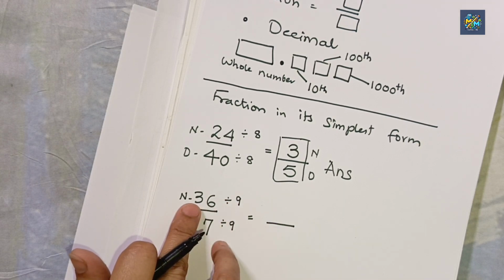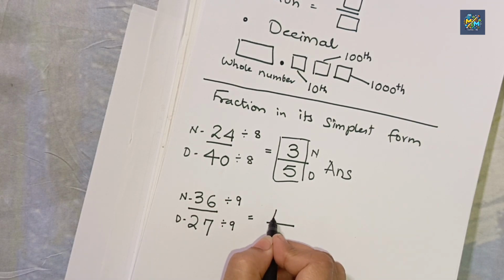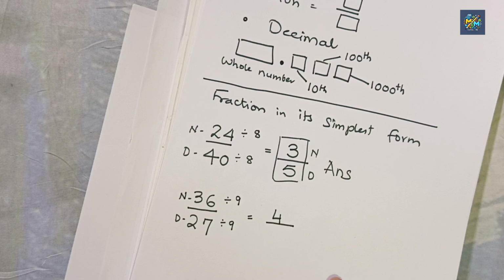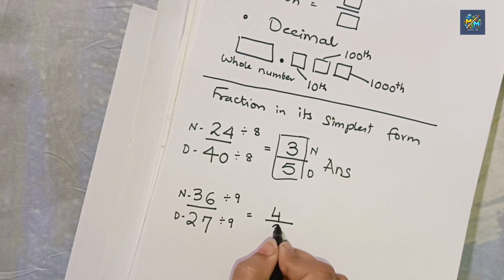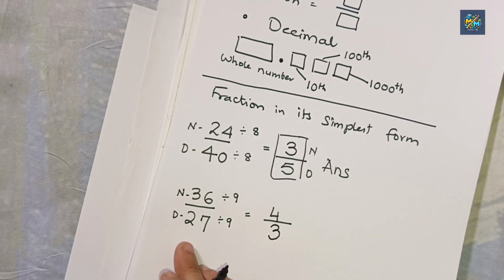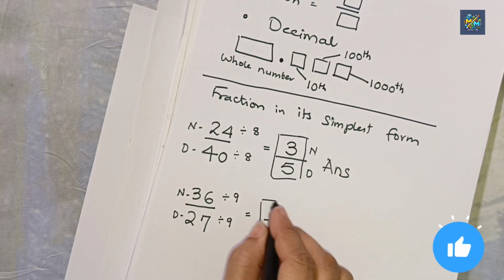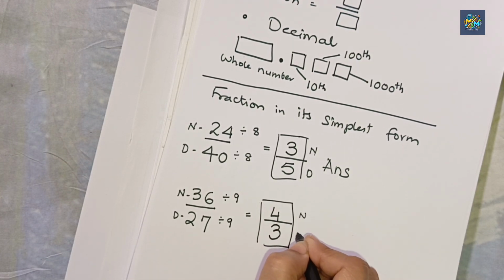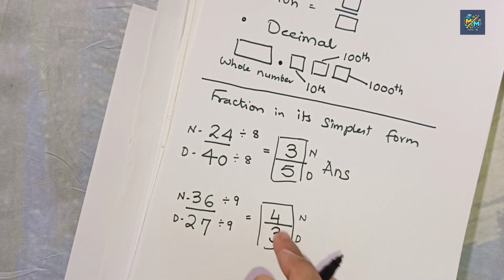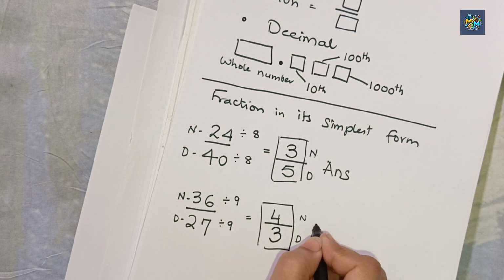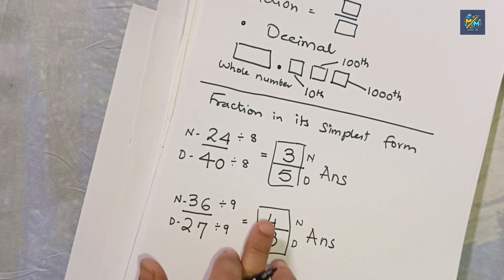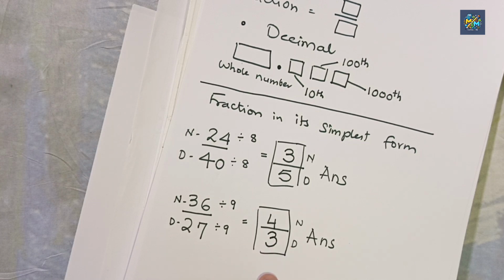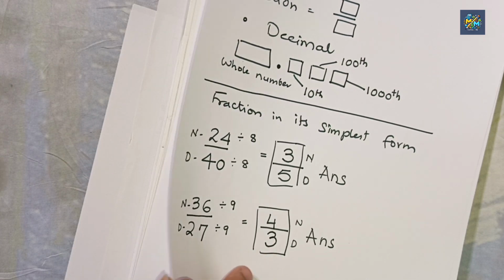So when 36 comes in the table of 9, 9 times 4 or 4 times 9 is 36, and 9 times 3 or 3 times 9 is 27. So again, I will check, this is the numerator, this is the denominator. Are these both numbers coming in any of the same table? No. So this is my answer, because again they both are not part of the same table. So this is one thing we have done.